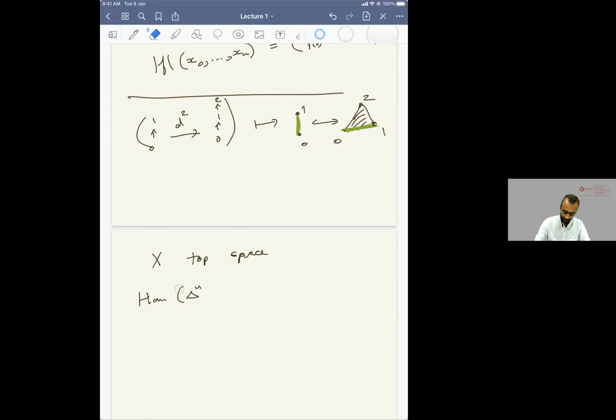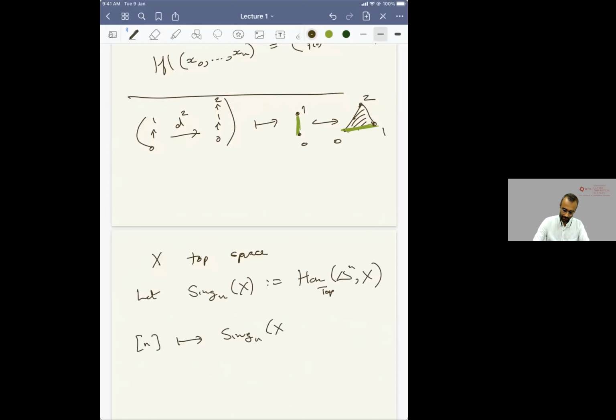So define a simplicial set. Let Sing_n of X by definition equal Hom from Delta n into X, right? This thing is going to be a set of continuous maps, this is Hom in Top, and this gets organized into a simplicial set. n goes to Sing_n of X is a simplicial set.